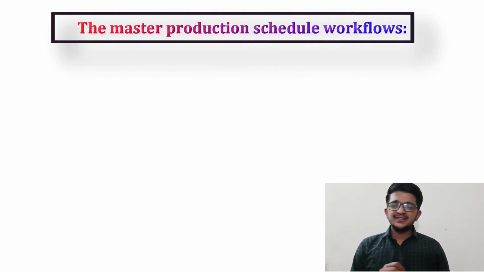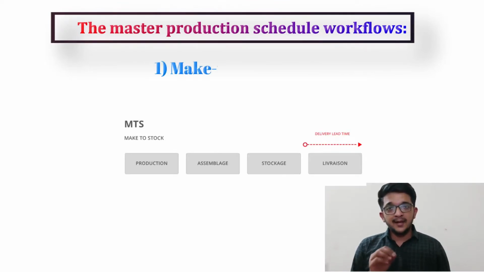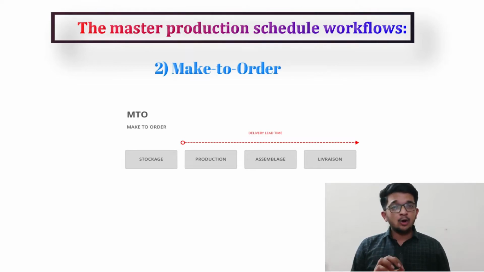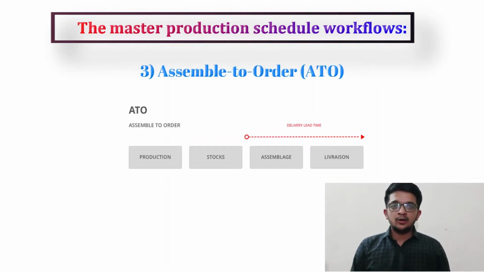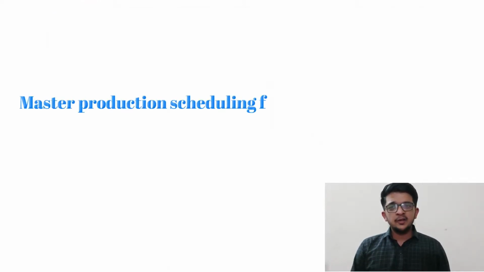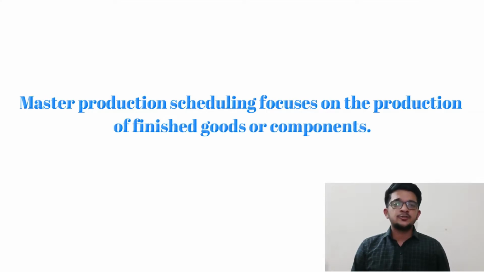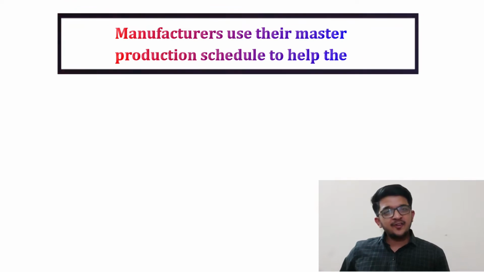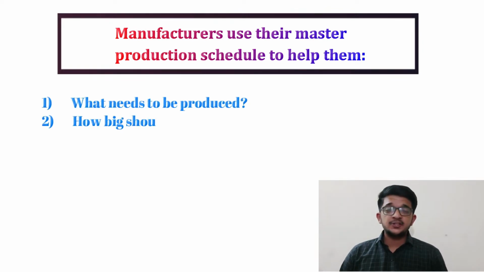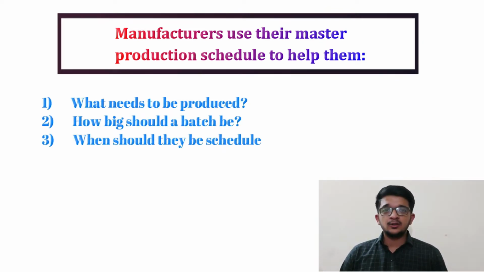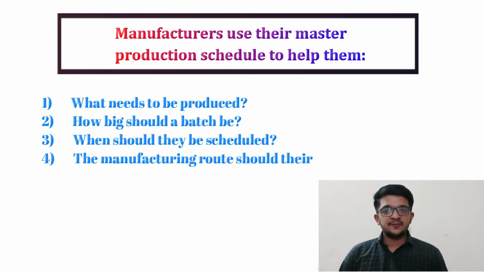The master production schedule is compatible with different kinds of production workflows like make to stock, MTS, make to order, MTO, and assemble to order, ATO. The master production schedule focuses on the production of finished goods or components. Ultimately, manufacturers use the master production schedule to help them understand what needs to be produced, how big a batch should be, when it should be scheduled, and the manufacturing route the product should follow.